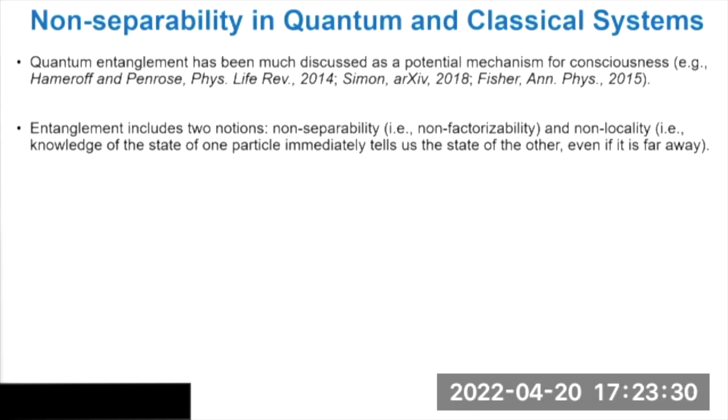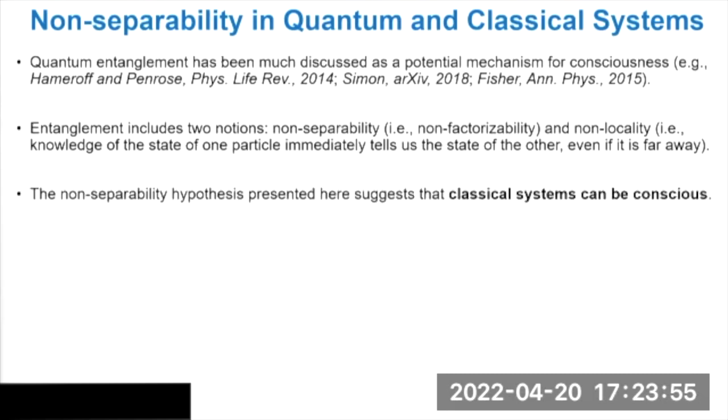But the interesting thing is that entanglement includes two notions: non-separability or non-factorizability of a state vector, which is what we were talking about so far, and non-locality. And that's a purely quantum mechanical thing, where the knowledge of the state of one particle immediately tells us the state of the other, even if it's far away. And I guess what I'm suggesting is that this hypothesis I'm proposing about non-separability can actually work in classical systems. The system doesn't have to be quantum to be non-separable. It might be easier for a highly dimensional system to be non-separable in a quantum case than a classical one, but in principle, it's not a must.